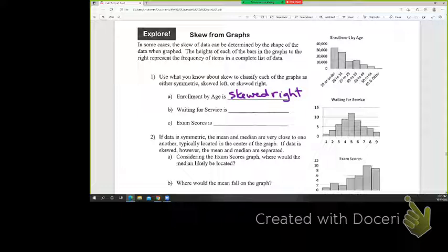Here, this is balanced. We got some here, we got some here, but the bulk of things is in the middle. When the bulk is in the middle like that, not balanced is not what they call it, but symmetric is supposed to be our choice there. And then the exam scores, we got these few down here, super low scores that are skewing it to the left. So where there are the few, that's the direction it's skewed if you're looking at the graph.